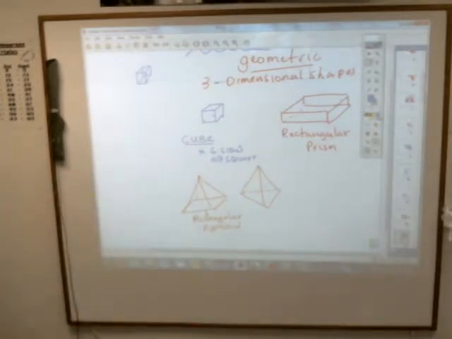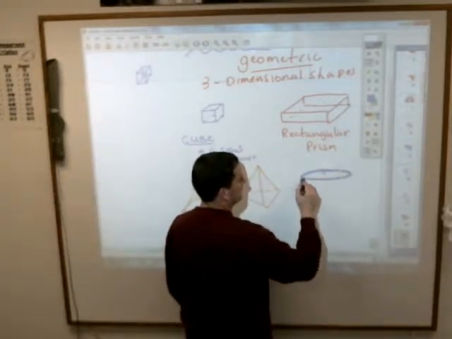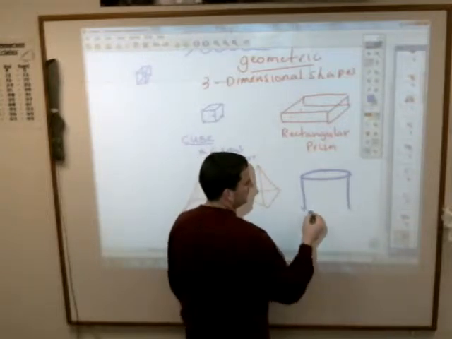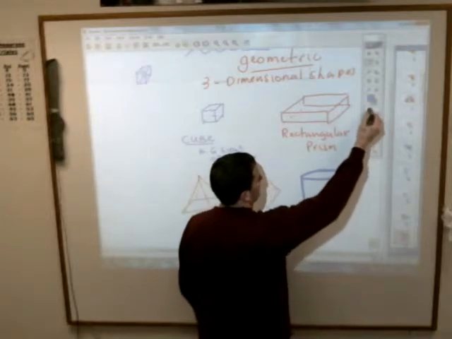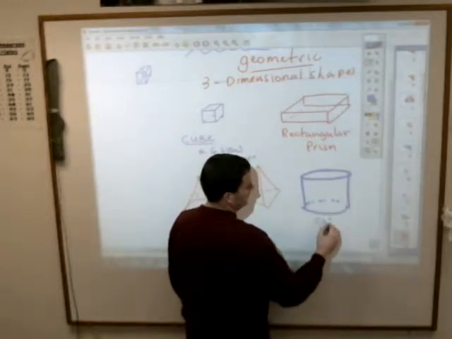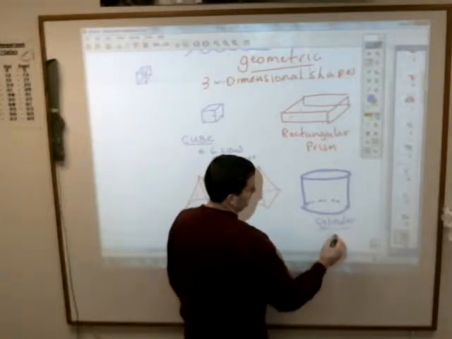Okay. Then we have a can type thing. Looks like this and like this. Get a little dash line back here. These are called cylinders. Or a can.